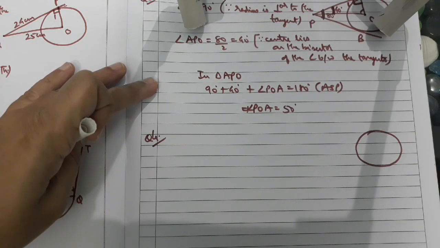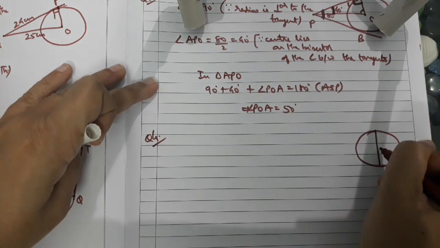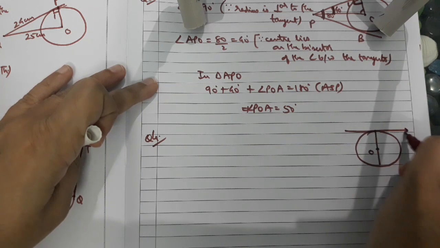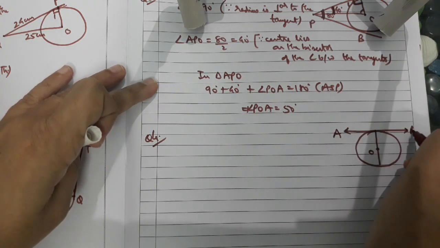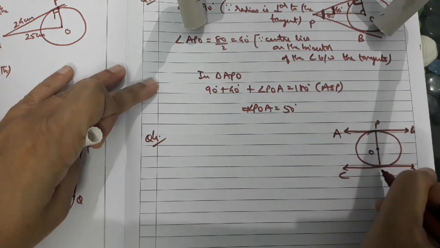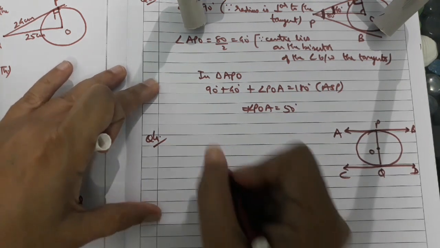Fourth question, prove that the tangents drawn at the ends of a diameter of a circle are parallel. So over here, we draw the diameter of the circle and the tangents which are drawn at the ends of the diameter. So we draw these tangents AB and CD, and P and Q are the points of contact. We have to prove that AB is parallel to CD.